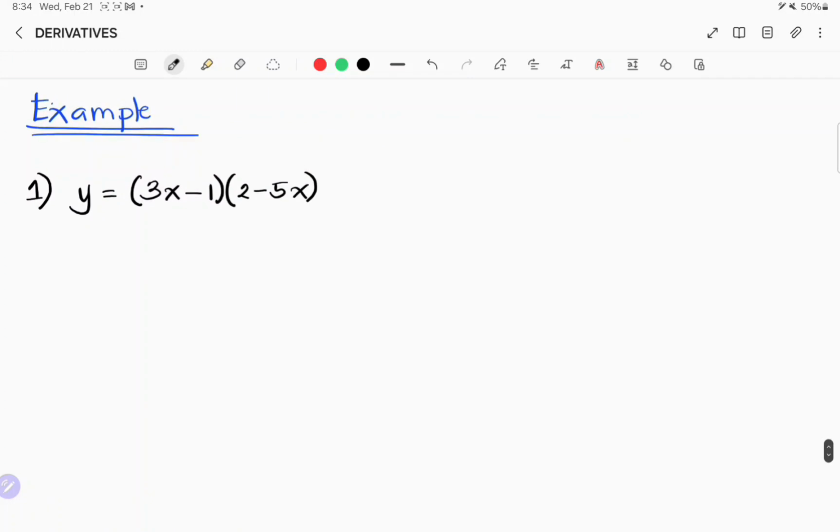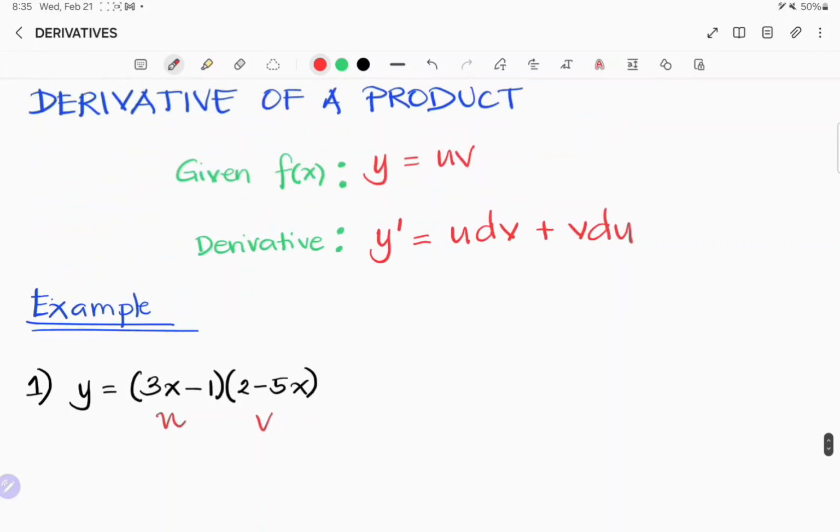We have an example here. So you are going to derive y is equal to the quantity of 3x minus 1 times the quantity of 2 minus 5x. To start, we have to set our u and our v. So for example, our u will be the first factor and our v will be the second factor.